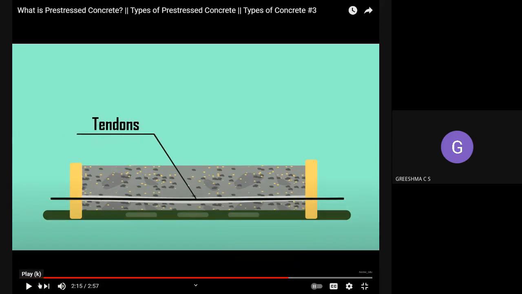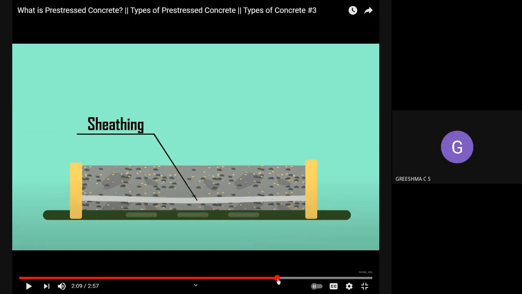Okay, now this is a post-tensioning concrete. Post means tensile force is applied after the concrete has been set. So this is a structure.